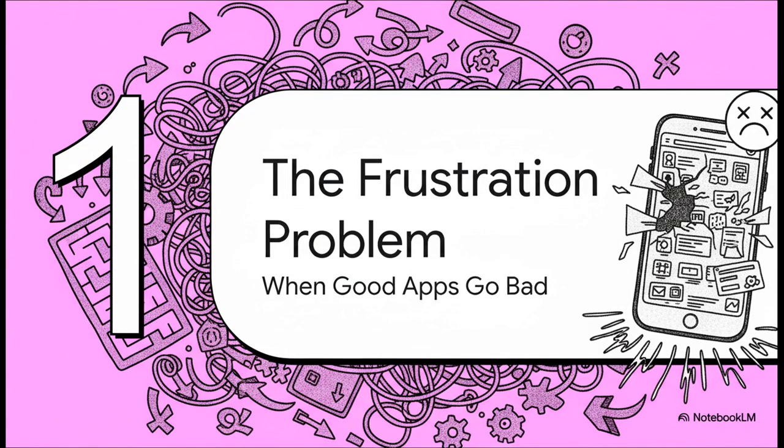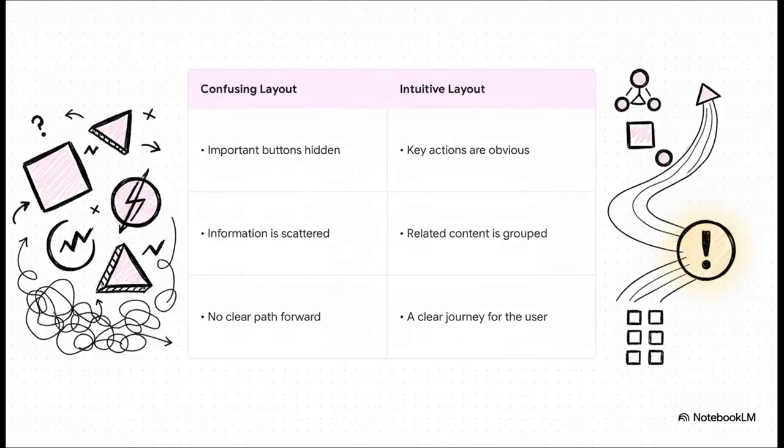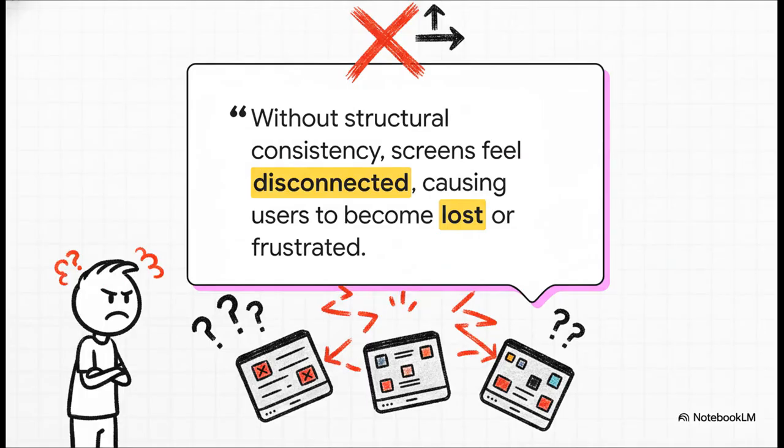So let's actually put a name to this thing. We're talking about the frustration problem. It's that exact moment when an app that seems great on the surface just becomes a nightmare to use because its basic layout is a total disaster. And this comparison really gets to the heart of it all. On the one hand, you have complete chaos. Buttons are hidden, information is all over the place, and there's no clear way forward. It makes your brain work way too hard. But on the other hand, you have clarity. The main buttons are super obvious, things that belong together are grouped together, and it creates a smooth, easy journey for you.